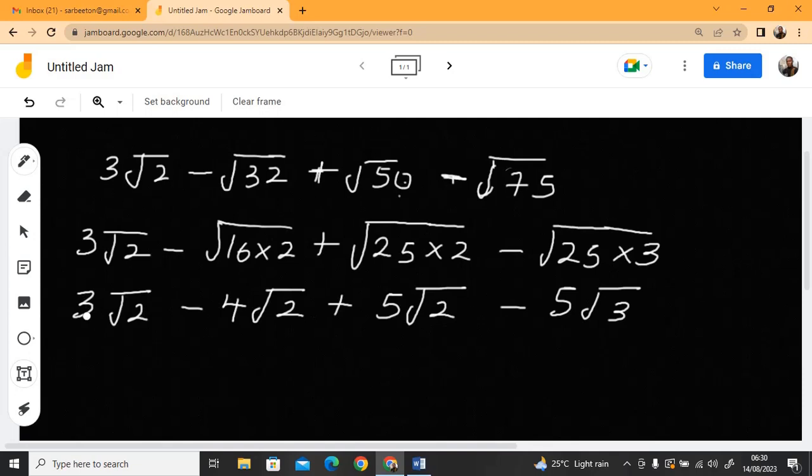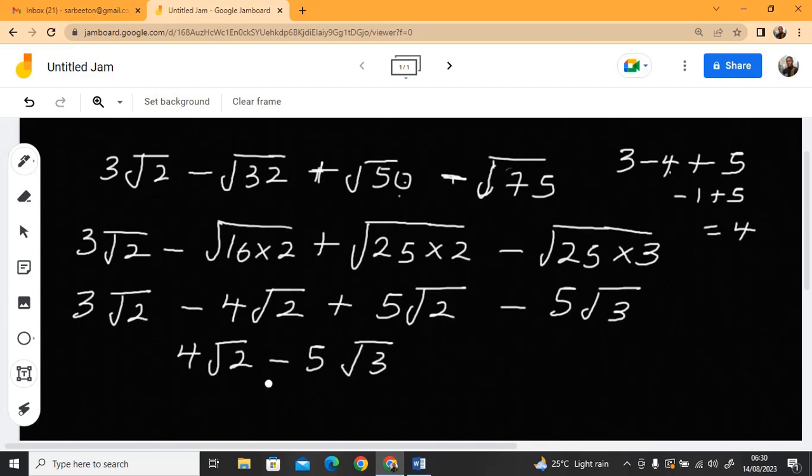3 minus 8. My pen wants to misbehave. So this is what it is. So this 3 here, we have 3. If somebody owes you 1 naira, you're having 5 naira, if you pay, you are still going to have 4 naira. So it means these ones here are 4. All of them have root 2. That is 4 root 2 minus 5 root 3. You can't do any more. This is the final answer.